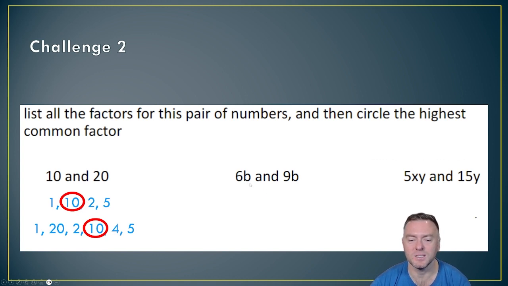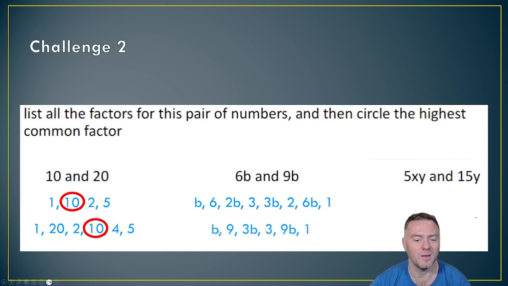Then for this one, 6b and 9b, all the different options that you can have for 6b, you can have b times 6, you can have 2b times 3, 3b times 2, and then 6b times 1. And then for 9b, you can have b times 9, 3b times 3, and then 9b times 1. But then the highest common factor between both of these is the 3b.